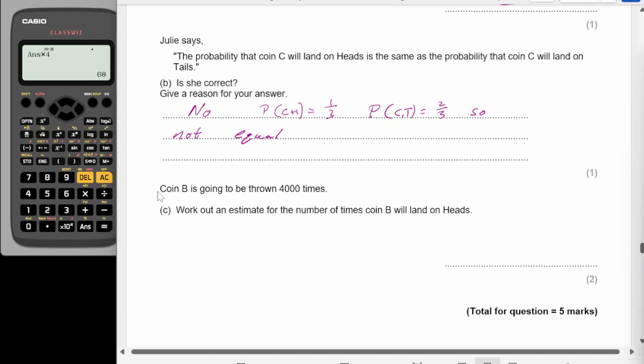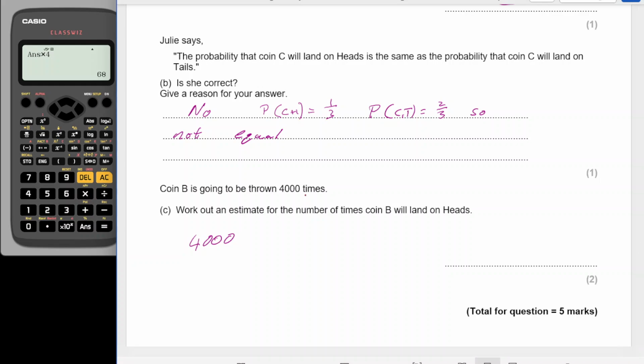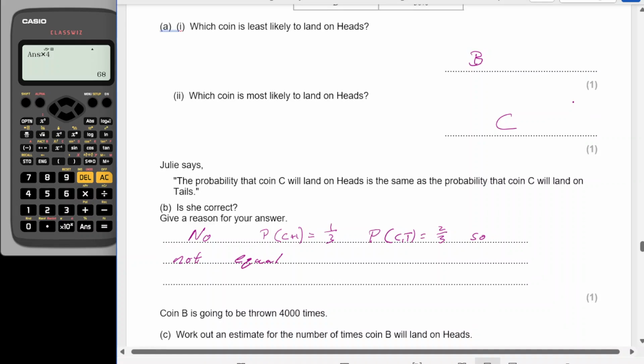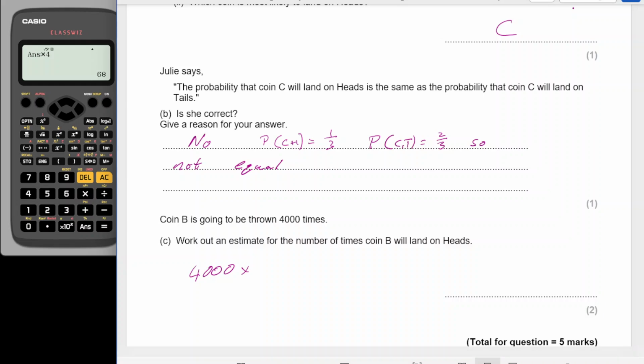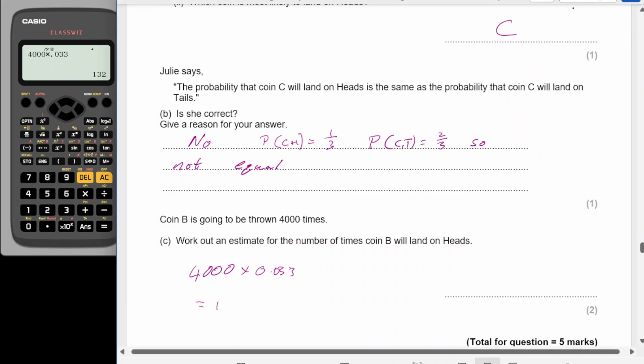Part C, coin B is going to be thrown 4,000 times, so I'm automatically assuming I'm going to need 4,000. Work out an estimate for the number of times coin B will land on tails. So times by the probability of coin B. Coin B was 0.033. So 4,000 times by 0.033, we're looking at 132.